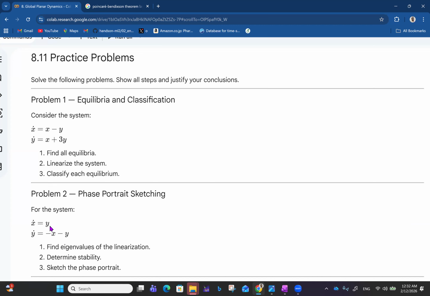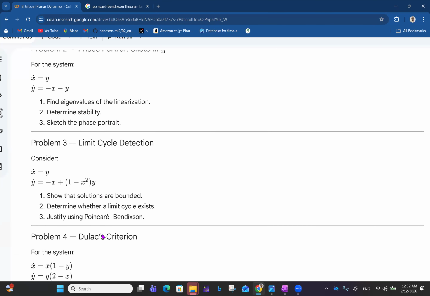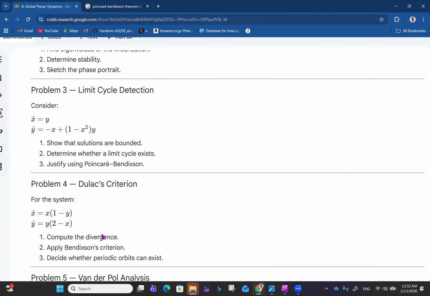Of course, the equilibrium here, y is 0 and x is also 0, clearly. And then you linearize, you have 0, 1, minus 1, minus 1. So you find the eigenvalues and use that to tell you what kind of point the equilibrium is. Okay. Then 3, 4, limit cycle detection.